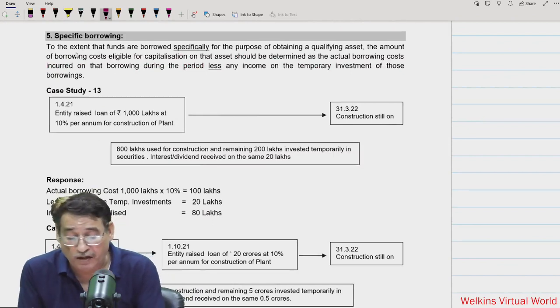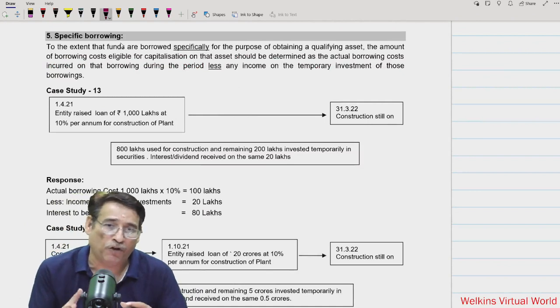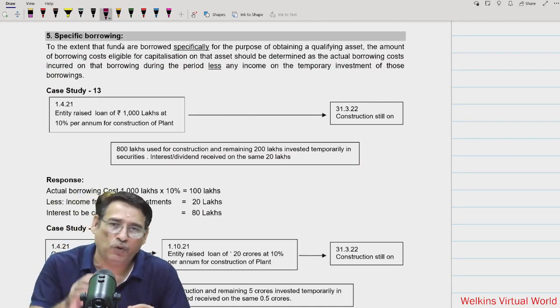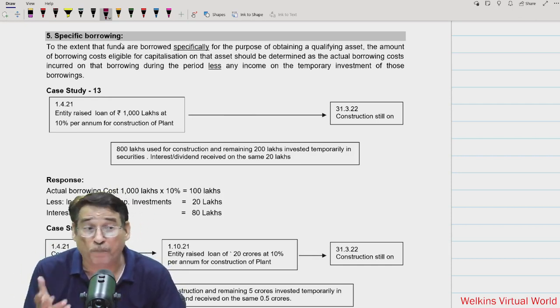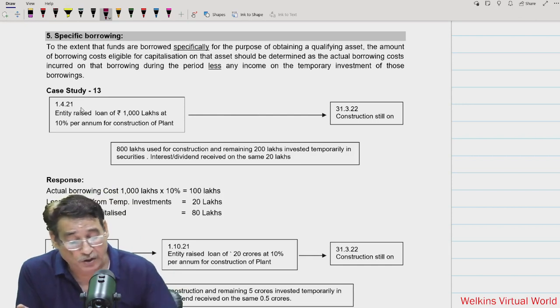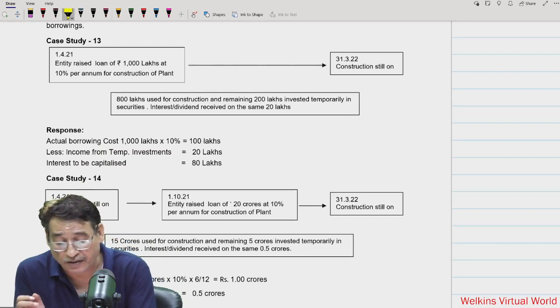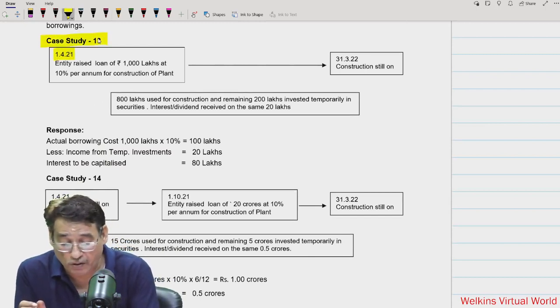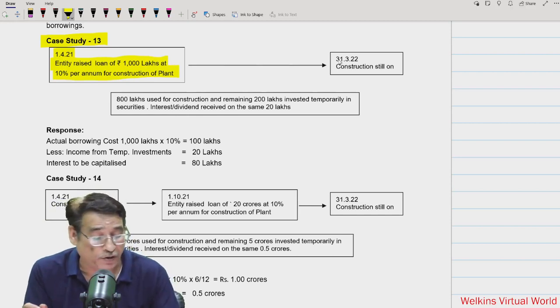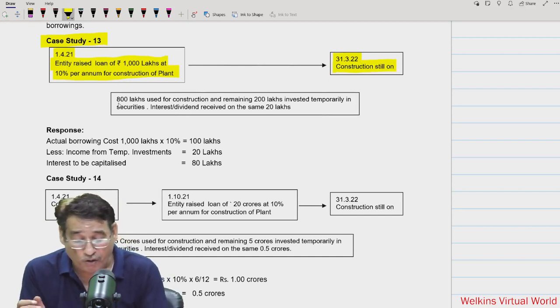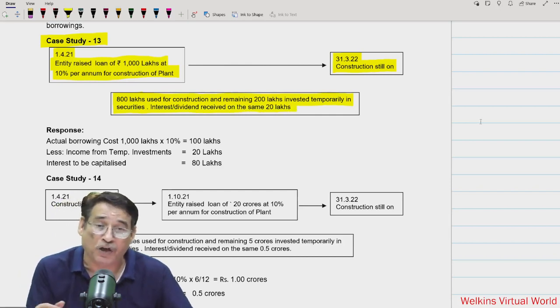Now we come over to another important point, that is specific borrowing. What do we mean by specific borrowing? Specific borrowing means when we take the loan specifically for acquisition or construction or production of the asset, that is known as specific borrowings. The point which you need to understand regarding specific borrowings is, on 1/4/2021, the entity raised a loan of 1000 lakhs at 10% per annum for construction of a plant. And till 31/3/2021, till the end of the accounting year, the construction is still on. The question also says that out of the 1000 lakhs loan, 800 lakhs were used for construction and the remaining 200 lakhs were invested temporarily in securities, and interest and dividend received on the same is equal to 20 lakhs.